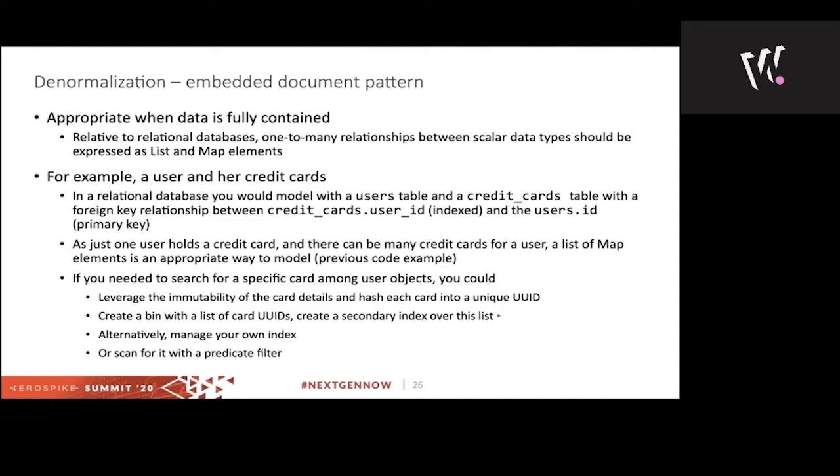So for example, again, in a relational database, you would model this as a users table and a credit cards table with a foreign key relationship between the credit cards user ID, which is indexed, and the users.id, the primary key of the users table. As just one user holds a credit card, there could be many credit cards for a user. A list of map elements is an appropriate way to model it, as in a previous code example.